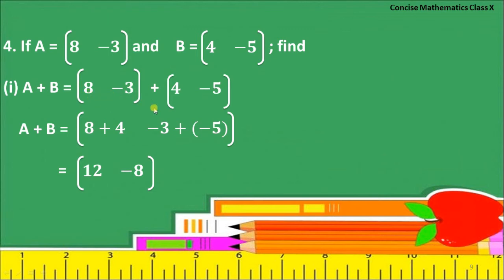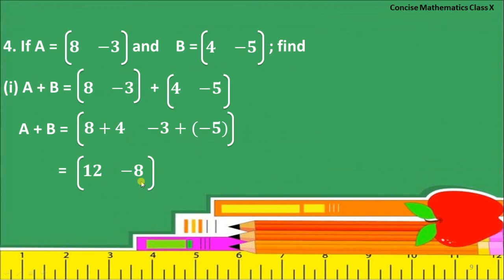8 plus 4 leads to 12. And the second element, minus 3 plus of minus 5. Minus 3 plus of minus 5 is minus 3 minus 5. Hence it is minus 8. The sum of A plus B is equal to [12, minus 8].